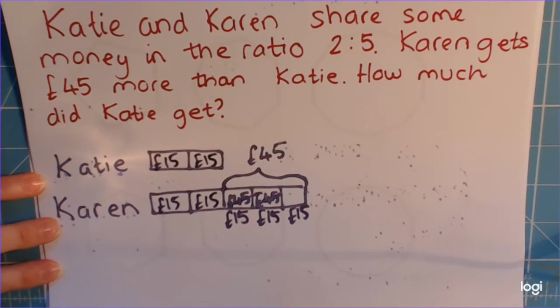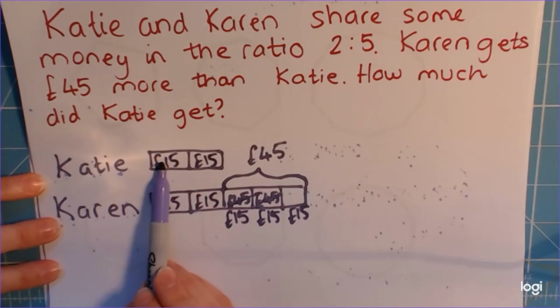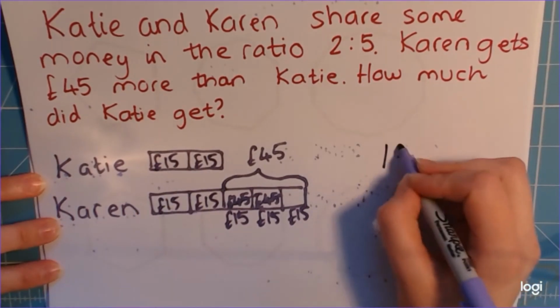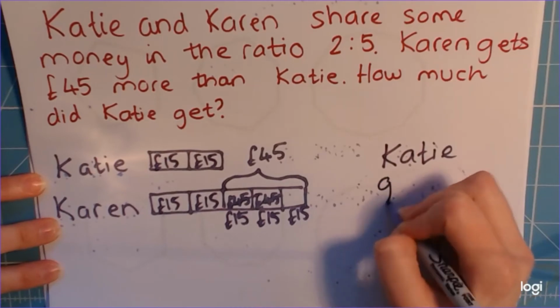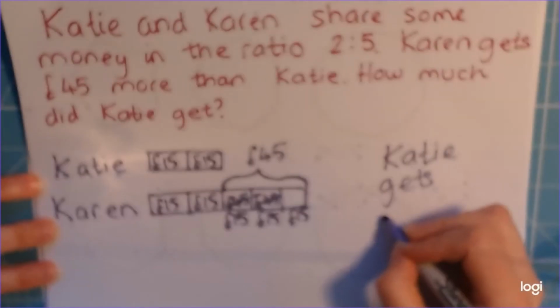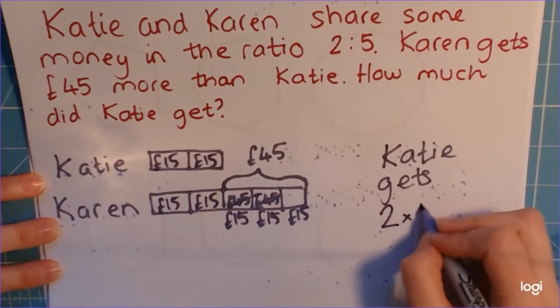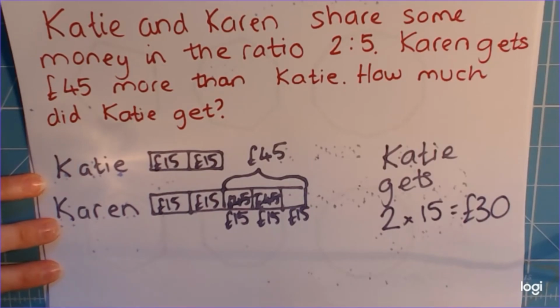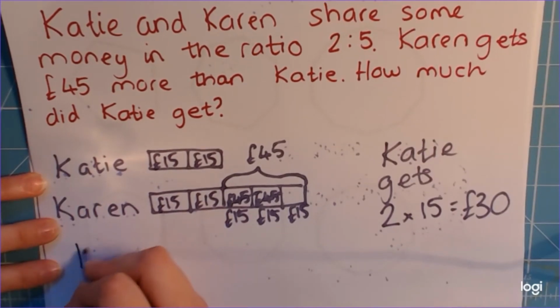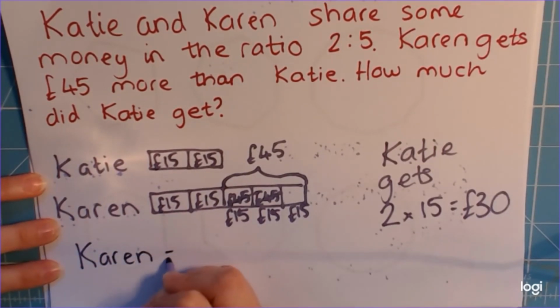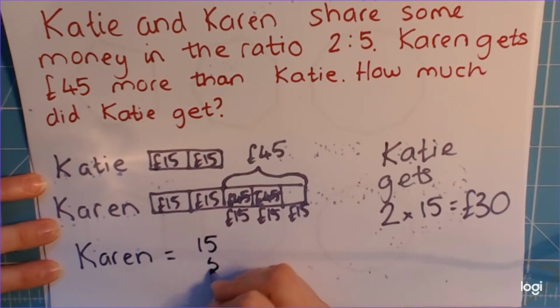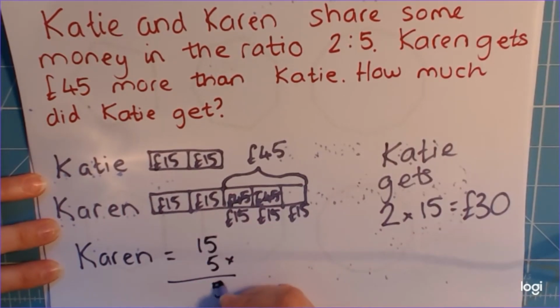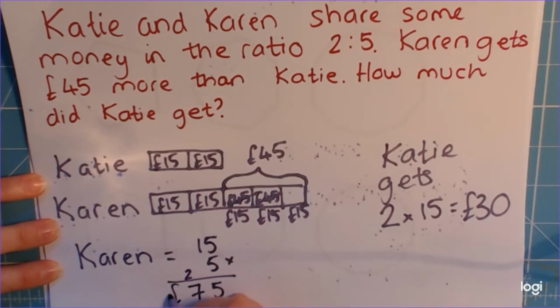If you're not well and truly confused by what's going on here by now, let's see how much Katie got. 15, £30. Katie gets, and we can write out the calculation that we've done, 2, because she's got 2 boxes, times 15, which is £30. We could also check Karen. Karen gets 1, 2, 3, 4, 5. If we were asked for Karen's, we could just work it out there as well. Karen gets 15 times 5, which is £75.